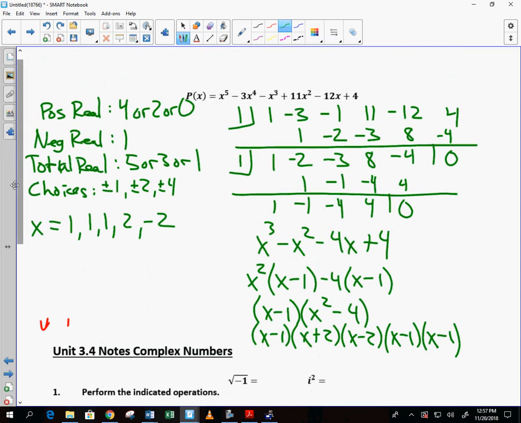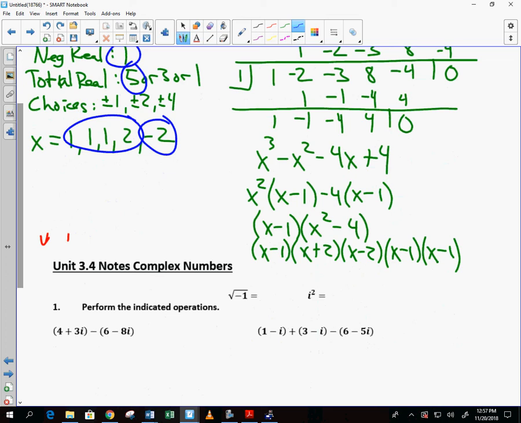Does that fit with my diagnosis? How many negative solutions do I have? I got 1. How many positive? 4, for a total of 5. Sweet. Can I graph it? Yeah. I can.